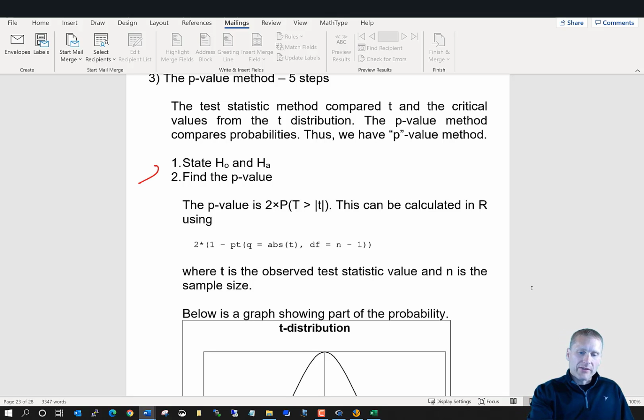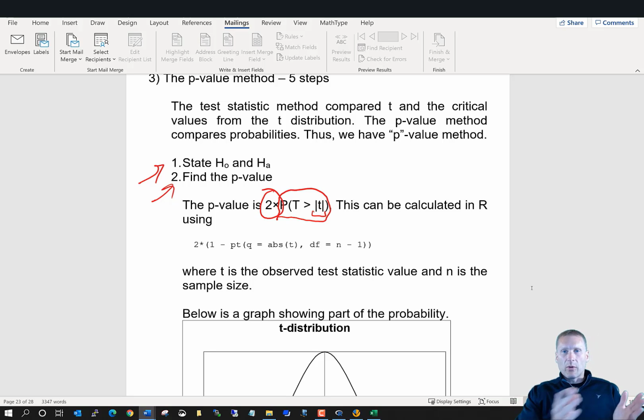So step one of the process is that we're going to state our H0 and HA. Step two, we're going to find the p-value. And all the p-value is, you take the absolute value of what you originally would calculate, let's say with a test statistic, and look at what's the probability that a random variable t would be that extreme. In other words, the probability that t is greater than the absolute value of the observed value of your test statistic. And we're going to multiply it by 2.